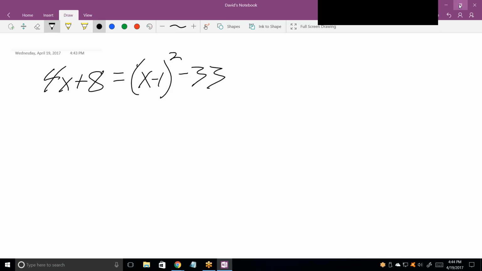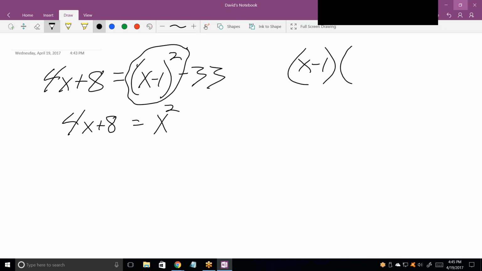So what do I need to do here as a first step? We need to keep everything on one side. Well, not yet. Before I can get everything on one side, I need to do that right there. You'll see why. Square x minus 1. What do you get? You get x squared minus 2. No. Here's what x minus 1 squared means. X minus 1 times x minus 1. FOIL that. What do you get?